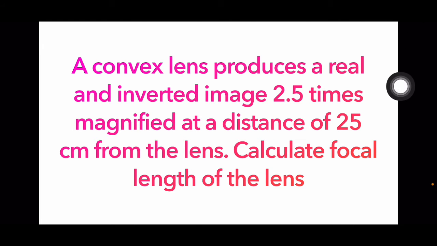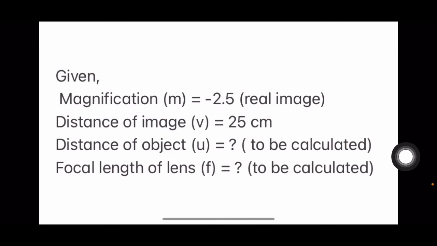So the question given here is, a convex lens produces a real and inverted image 2.5 times magnified at a distance of 25 cm from the lens. Calculate the focal length of the lens. So first you need to write what is given in the question. You can do this in your answer sheet.